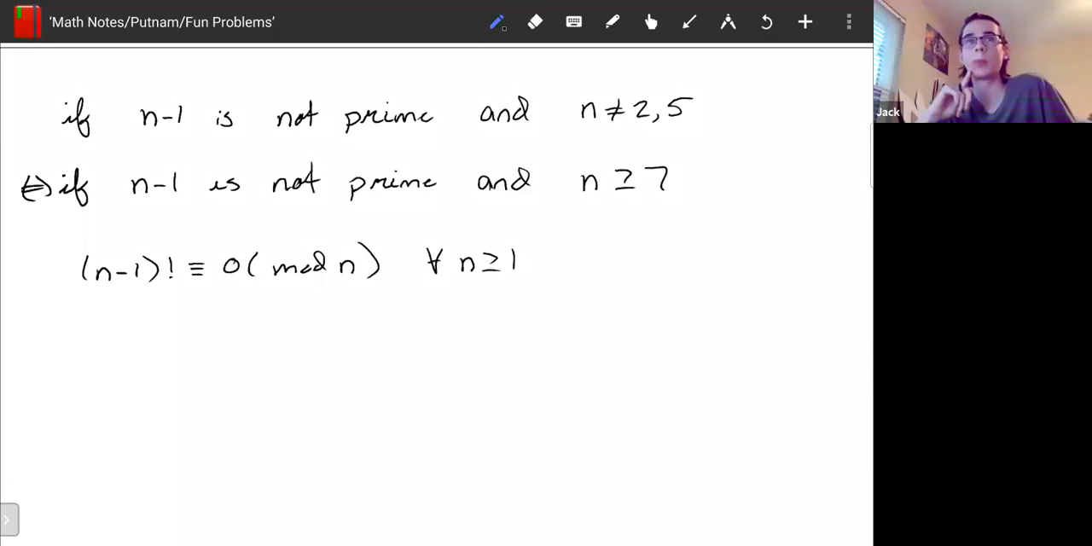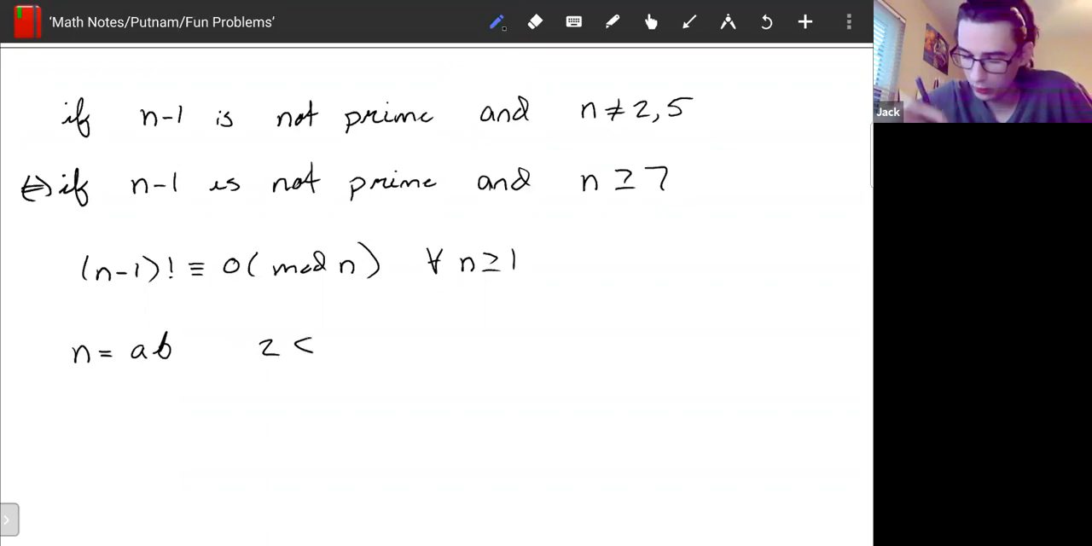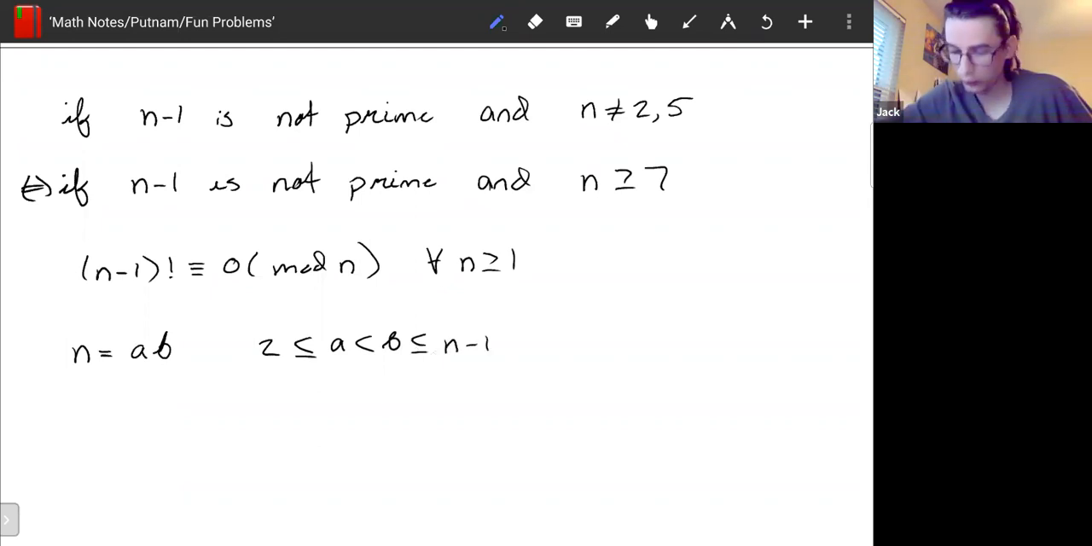Okay. Well, let's see. To actually prove this, it's just done in 2 cases, right? I won't go into the full thing, but I'll maybe just sketch it out. First, assume that n can be written as the product of 2 numbers, a and b, right? So assume it can be written as a and b such that 2 is less than a, which is strictly less than b, which is less than or equal to n minus 1, right?